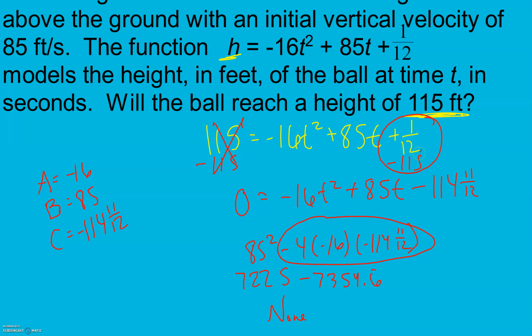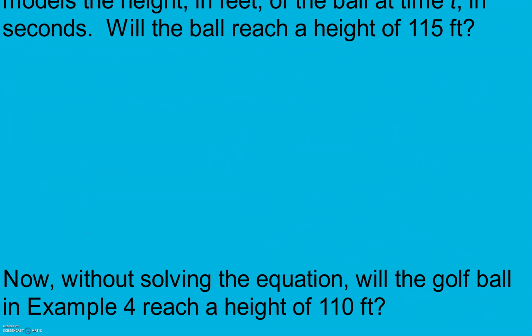Okay, so is the ball ever going to reach a height of 115 feet? Nope, because when I plugged in this height, I got no solutions. Okay, there's no time at which that would happen. No t value means there's no time in which that would happen, and our height is never going to be 115 feet. Now, feel free to pause here and give this a try if you'd like.